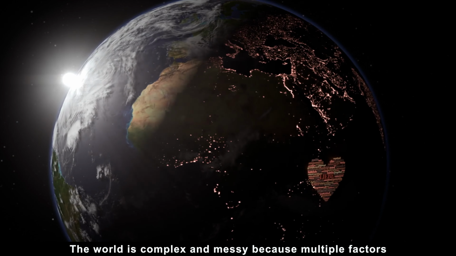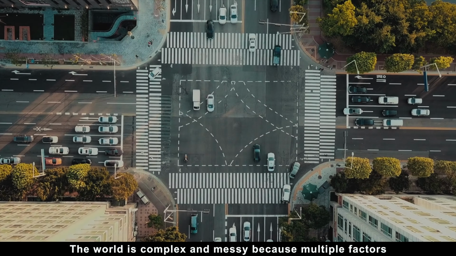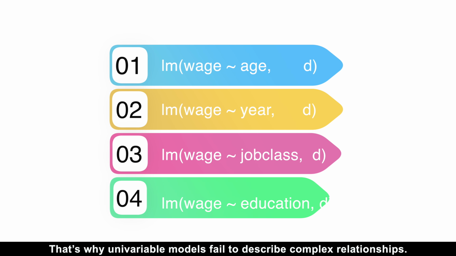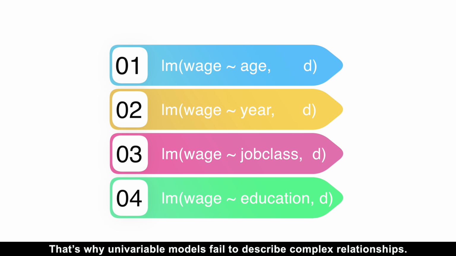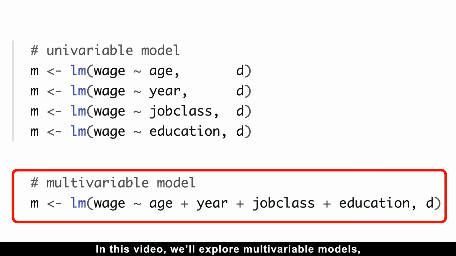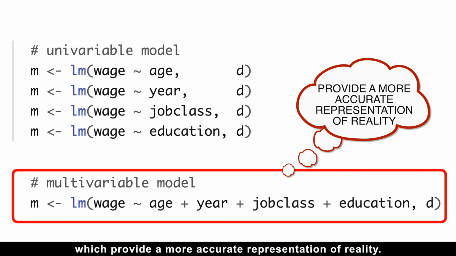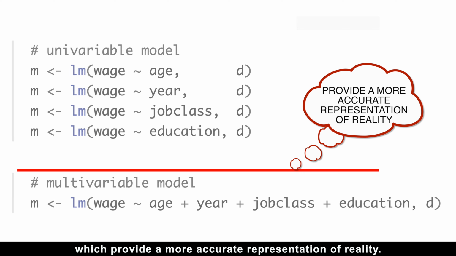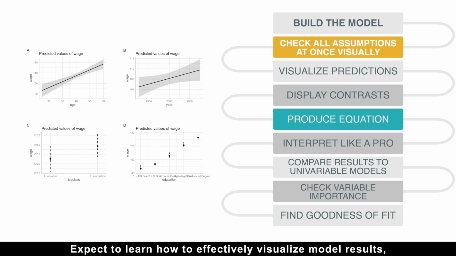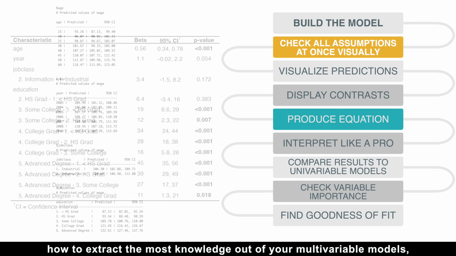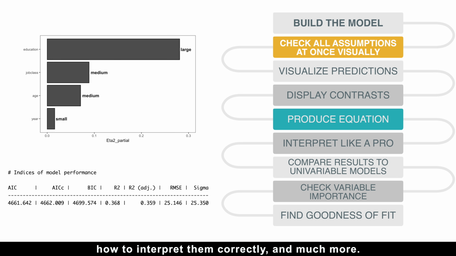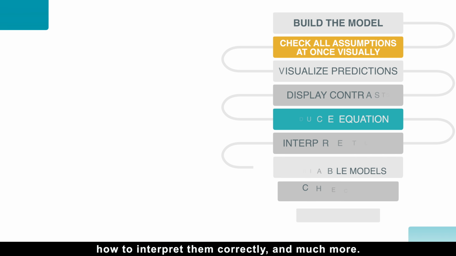The world is complex and messy because multiple factors constantly affect each other. That's why univariable models fail to describe complex relationships. In this video, we'll explore multivariable models which provide a more accurate representation of reality. Expect to learn how to effectively visualize model results, how to extract the most knowledge out of your multivariable models, how to interpret them correctly, and much more.